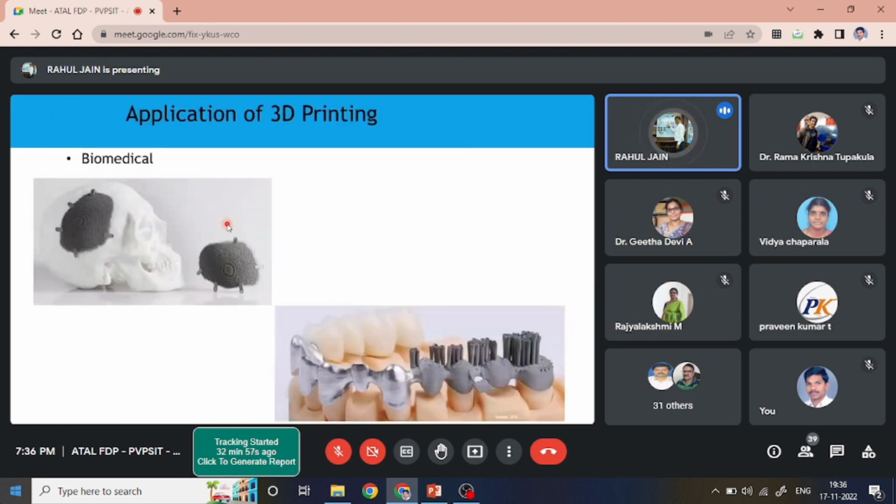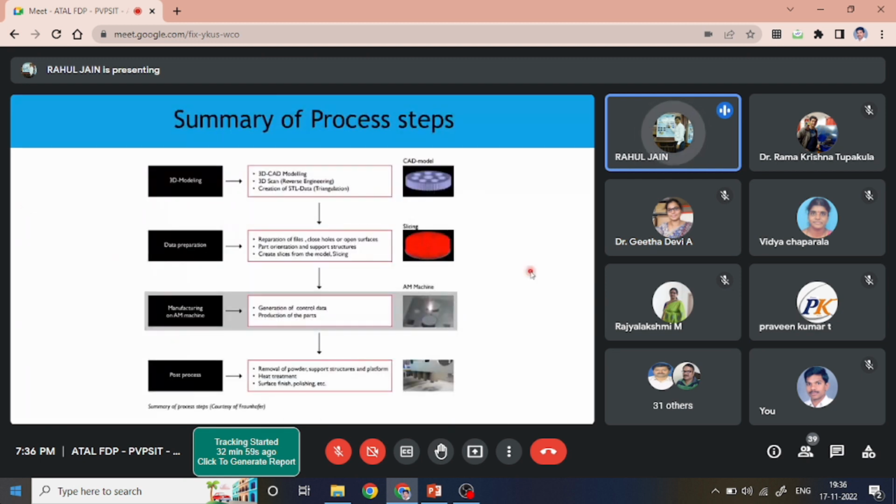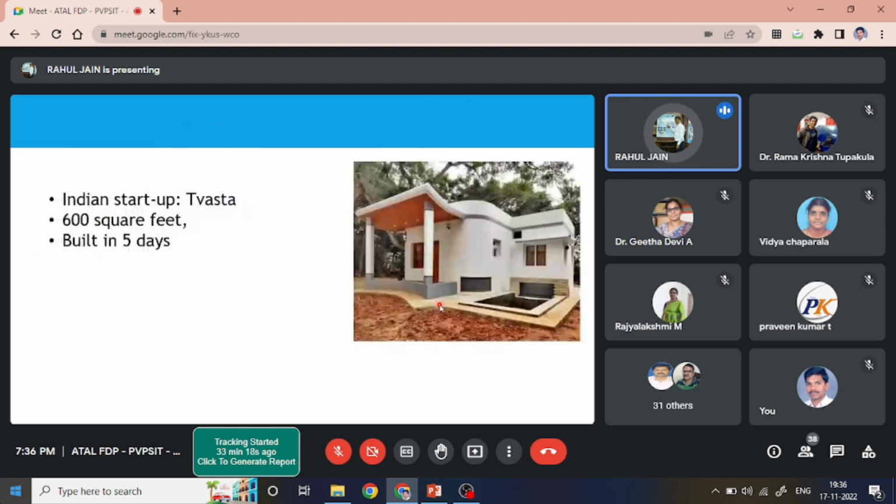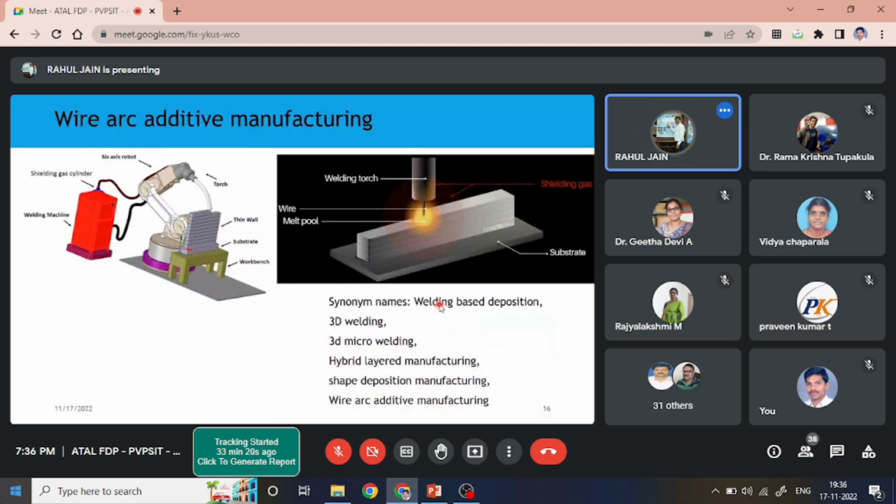I'll show one figure. This is one example of powder bed fusion, where you have a table with one layer and you pass the laser through it. Because of the laser passing, sintering will happen. That's why the process is also called selective laser sintering, where the particles are partially melted and bonding happens. And the third category is the arc-based additive manufacturing process.